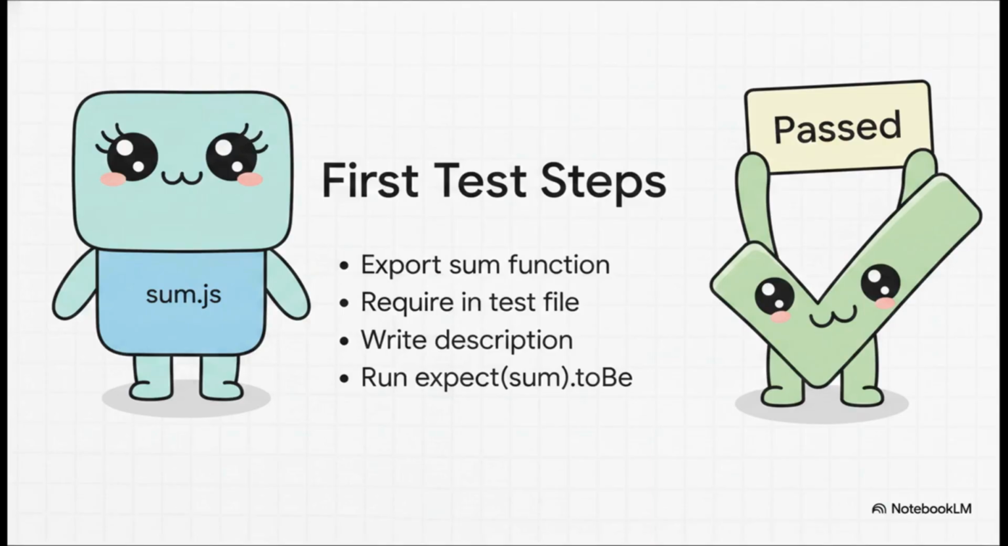Jest is actually super smart. It automatically hunts down any files with .test in the name. Then you write a quick description of what should happen, and honestly, just look at that syntax. It reads almost perfectly like plain English. You expect the sum of 1 and 2 to be 3. Running npm test and seeing that first bright green passed message pop up, so incredibly satisfying.